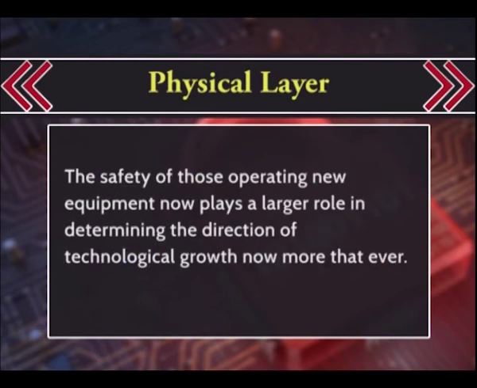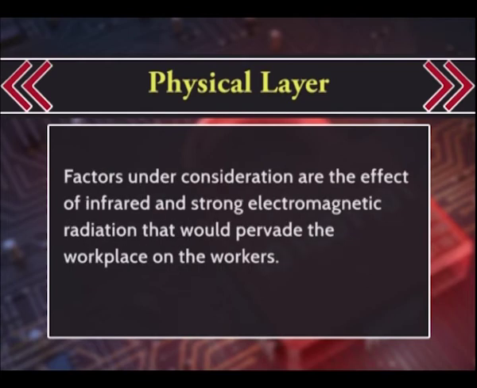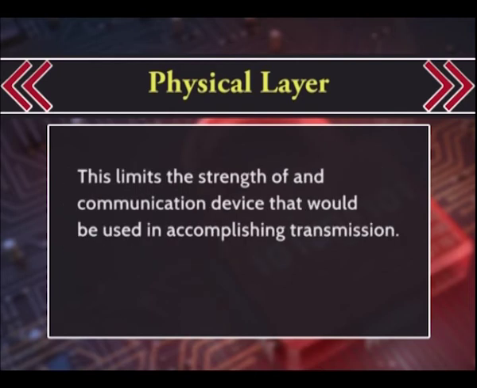The safety of those operating the new equipment now plays a larger role in determining the direction of technological growth more than ever. Factors under consideration are the effects of infrared and strong electromagnetic radiation that would pervade the workplace on the workers. This limits the strength of a communication device that would be used in accomplishing transmission.